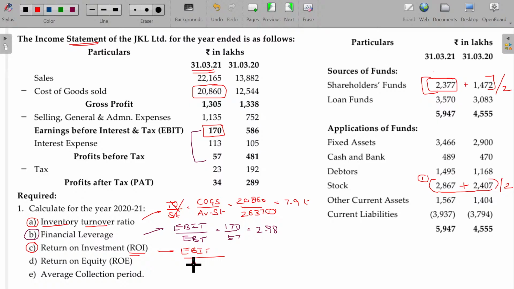Shareholders' fund. Average capital employed. How much is that? EBIT, maybe 1 minus T can also be used. Okay, 1 minus T. Different options are there. Don't panic. Sir, which option can I follow? No need to worry about that. You can follow your own option and give the hint over that. So EBIT being 170 into 1 minus T. What's the tax rate here? 57 is the tax on 130.